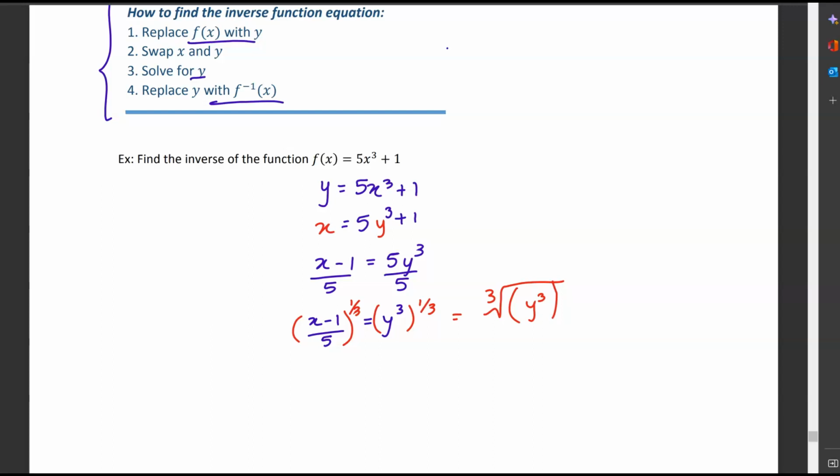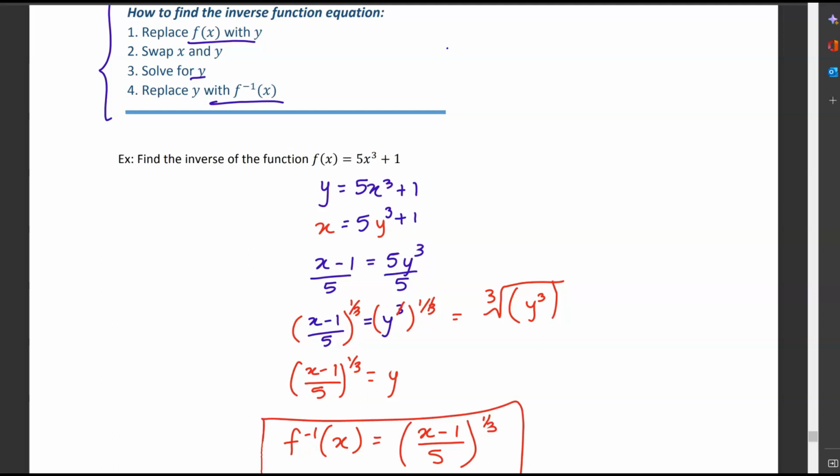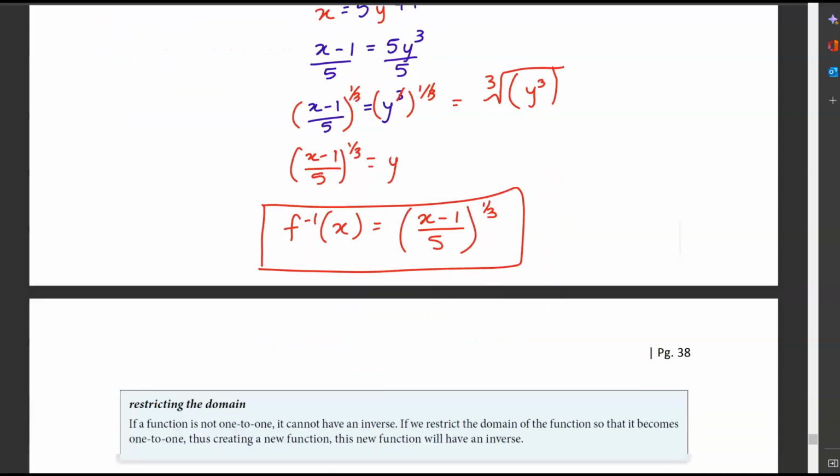So when I raise it to the 1/3, notice that those exponents kind of go away, and so I'm left with y equals (x minus 1) over 5, all to the 1/3 power, right? And so now we're going to replace that with f inverse of x notation. So I have (x minus 1) over 5 to the 1/3. And this is going to be our inverse.